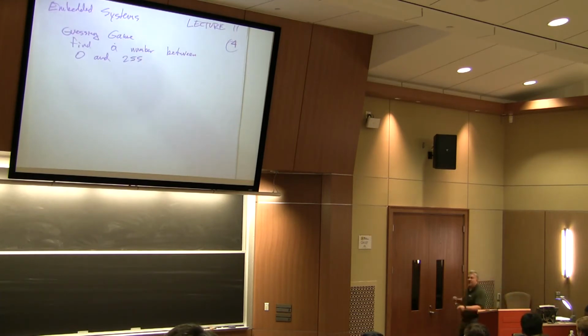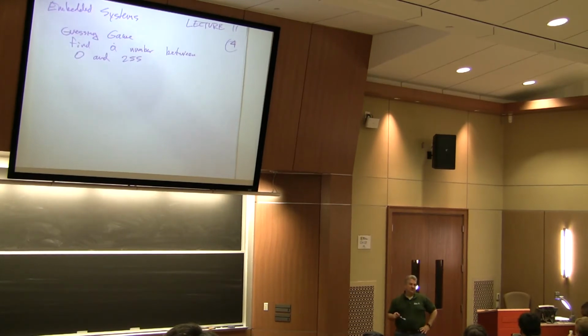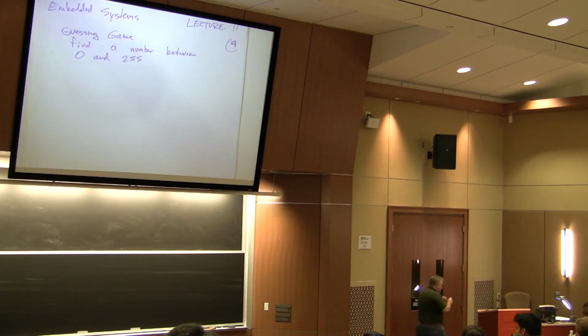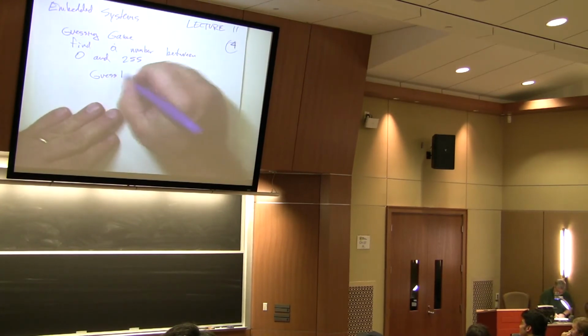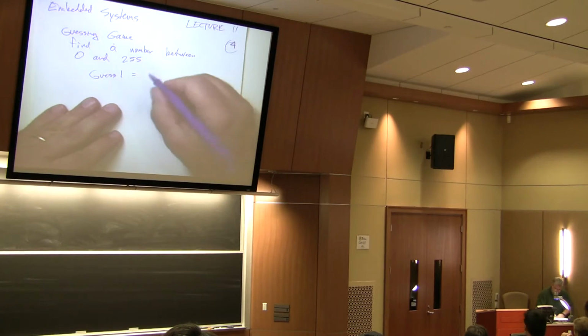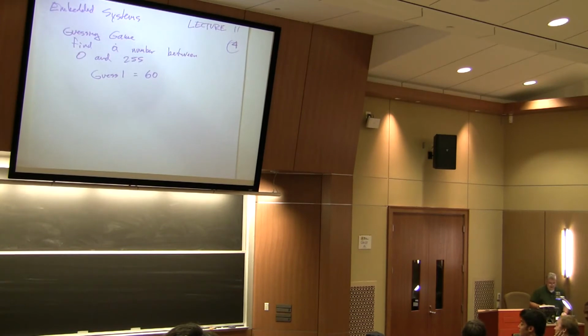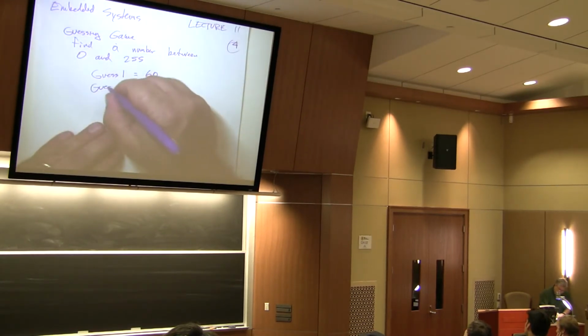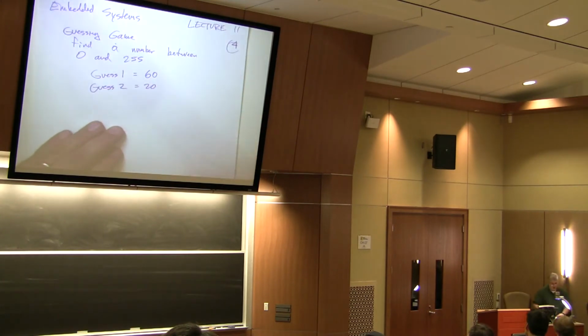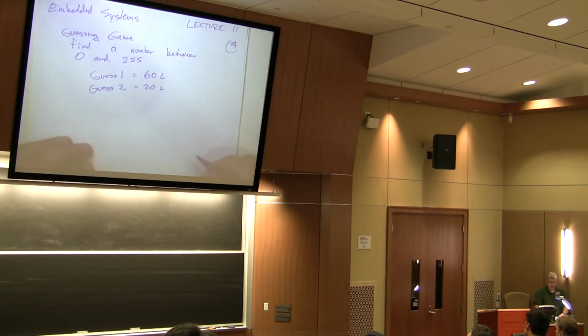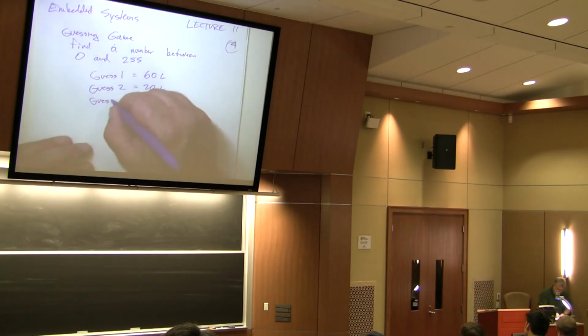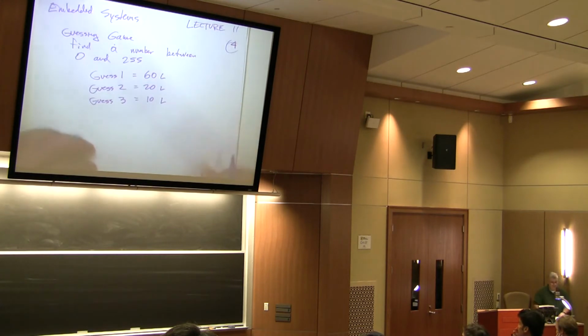In the process of guessing what the number is, I'll let you know if it's higher or lower. Does that make it easier? Yes. Great. What's your first guess? 60. It's lower. 20. It's lower. 10. It's lower. 2. It's higher.